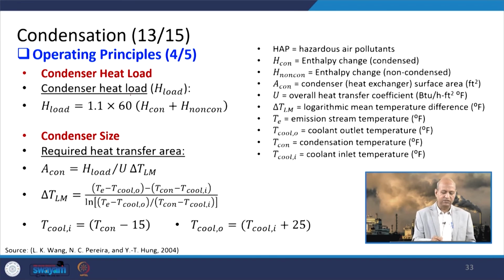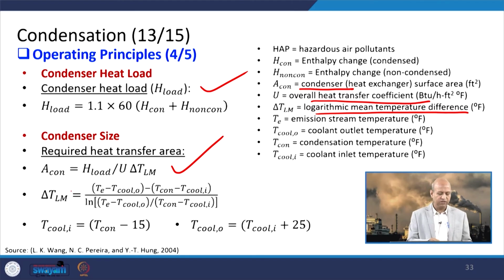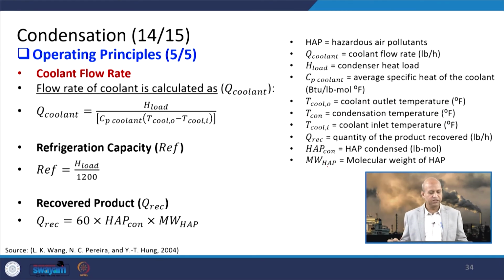Similarly, the condenser heat load can be calculated, and then you can see how much area is needed for the condenser. Okay, this condenser heat exchanger surface area, because only then we will be able to design the particular system: how much area is needed, how many tubes will be required for ensuring that much area. So, this area can be calculated by H load, the condenser heat load, divided by U delta T_LM, where U is the overall heat transfer coefficient and delta T_LM is the logarithmic mean temperature difference. Okay. So, that way you can use these empirical relationships to estimate these parameters.